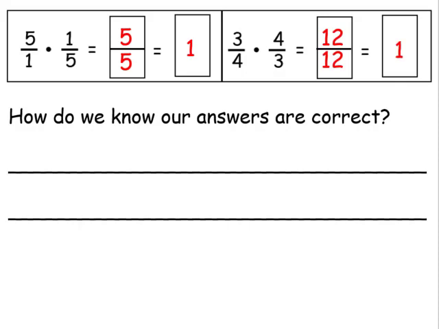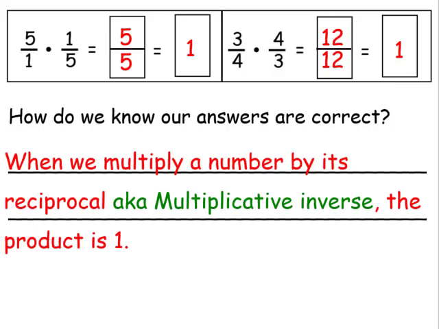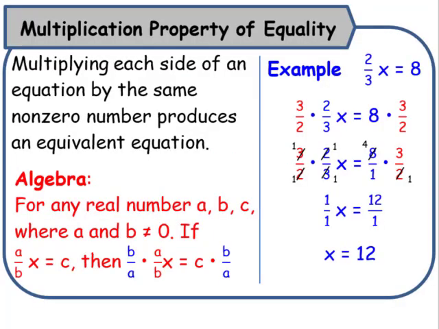How do we know our answers are correct? When we multiply a number by its reciprocal, also known as its multiplicative inverse, the product is 1. The multiplication property of equality: multiplying each side of an equation by the same non-zero number produces an equivalent equation.